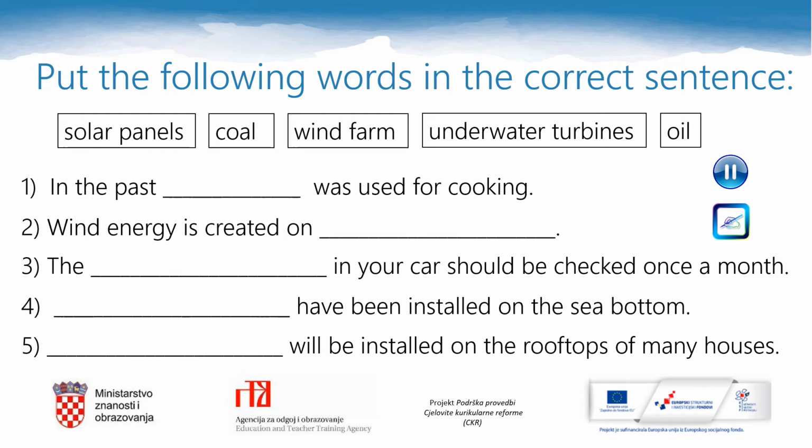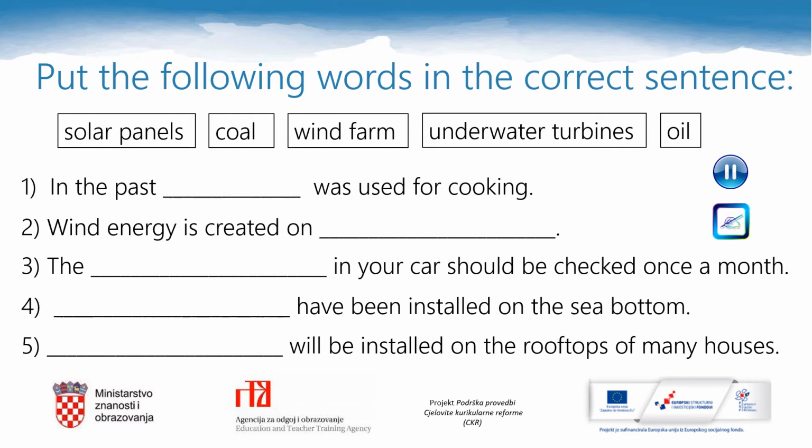Pause the video once again and put the following words and expressions in the correct sentence. Copy the sentences in your notebook. The words and expressions are solar panels, coal, wind farm, underwater turbines, and oil. The sentences are: in the past was used for cooking. Wind energy is created on. The in your car should be checked once a month. Have been installed on the sea bottom. Will be installed on the rooftops of many houses.